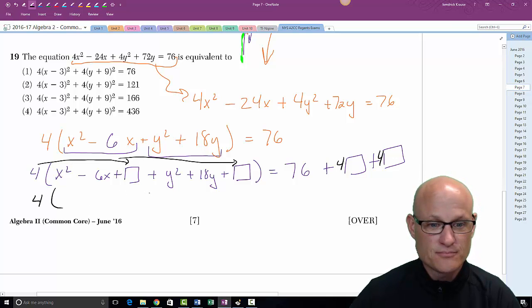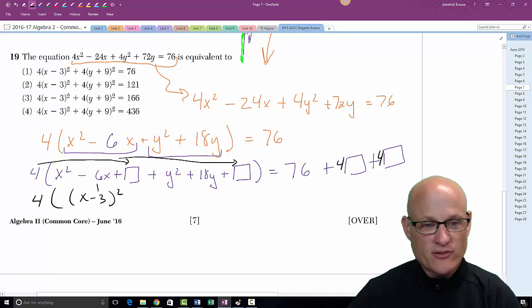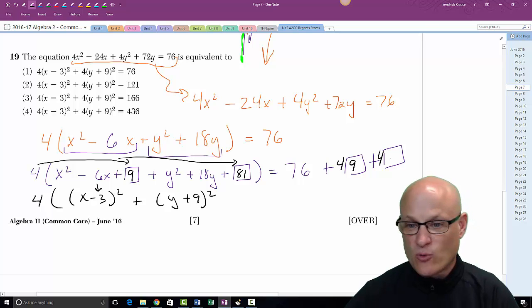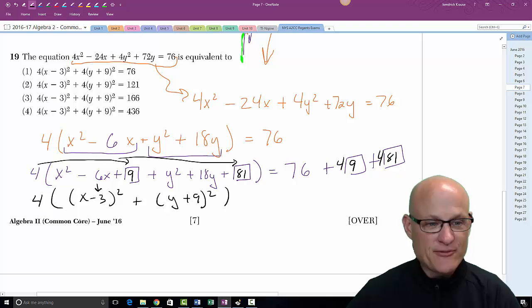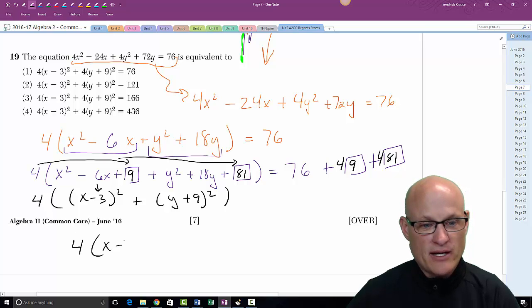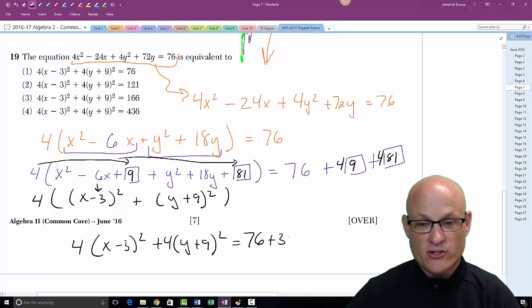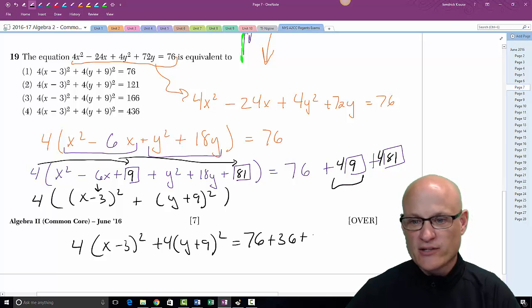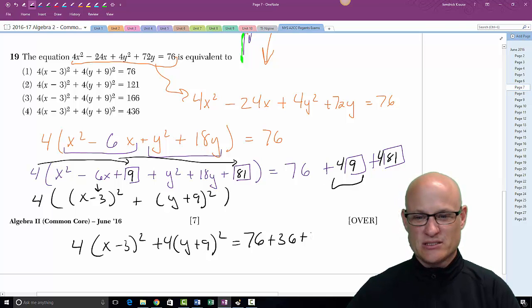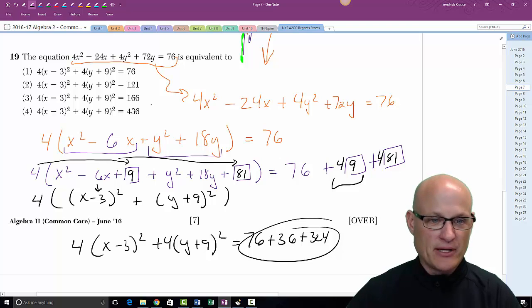4 times x minus 3 squared, that's the completing the square process. Half the middle term squared is 9, so 9 over here. Plus y plus 9 squared. Half the middle squared is 81, so 4 times 81. So on the left side, if I redistribute that 4, I get 4 times x minus 3 squared plus 4 times y plus 9 squared equals 76 plus 36, that's this, plus 4 times 81, that's 324. And I think if I add all that up, I'm going to get this problem right here.